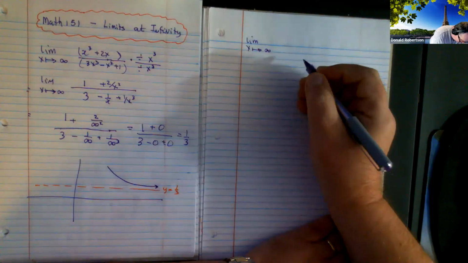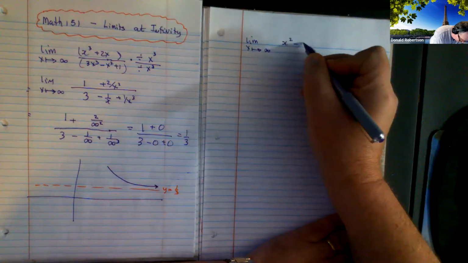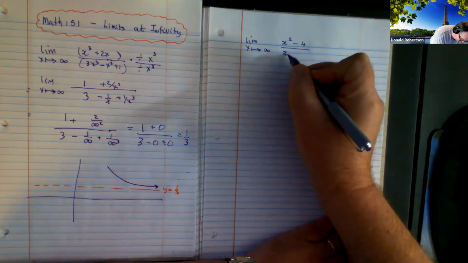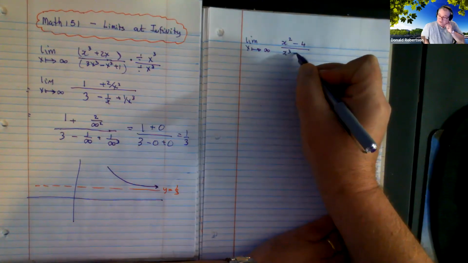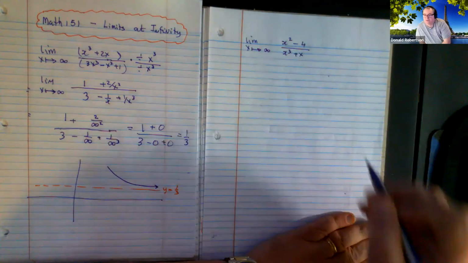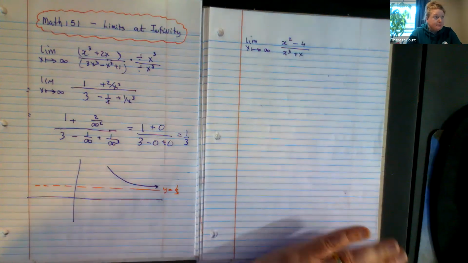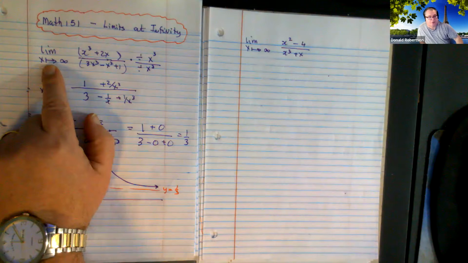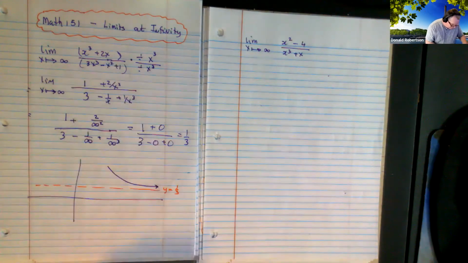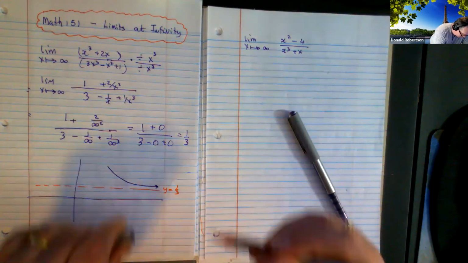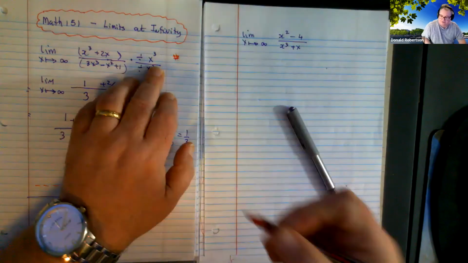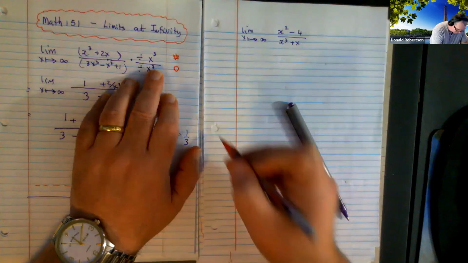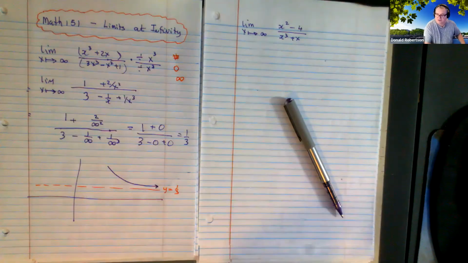Let's do x squared take away 4 on the top and x cubed add x on the bottom. Let's try that one. When you do these limits at infinity with polynomials like this, there's 1 of 3 answers you're going to get. You're going to get some kind of number, like 1/3 or 42, or you're going to get 0, which is really just a number, or you're going to get some kind of infinity.